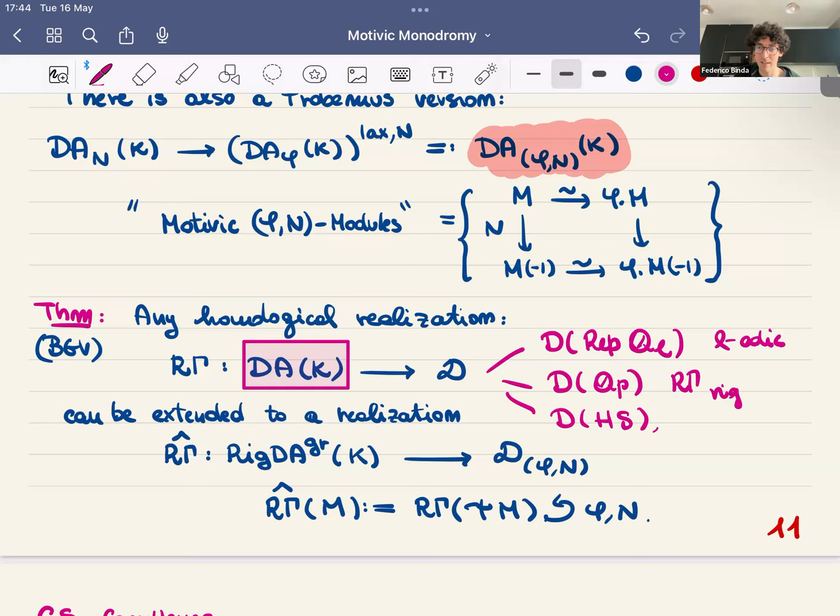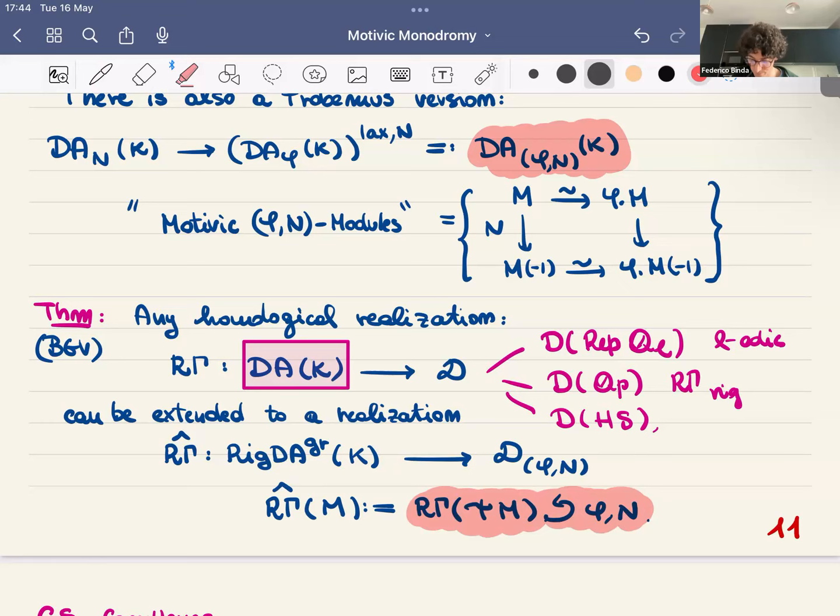Of course I haven't told you what Frobenius is in the complex analytic situation, but you can either imagine it or you can ignore it. We don't care about that so much now. The point is that in the target you get the phi-N modules in our category D, and the recipe for this realization is this hat realization. So the extended realization is: compute the original realization on the nearby cycle, and you automatically are enriched with a Frobenius and a monodromy operator.